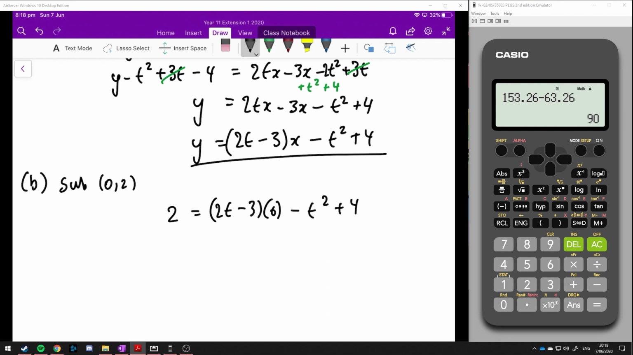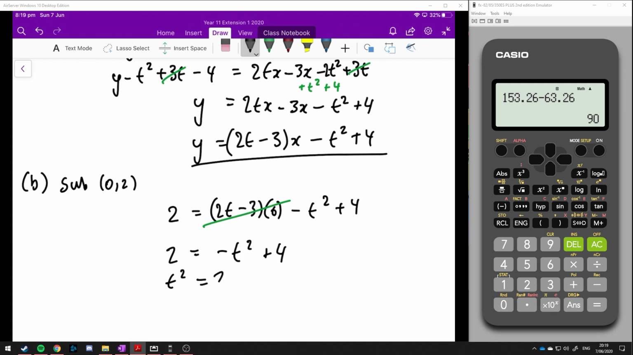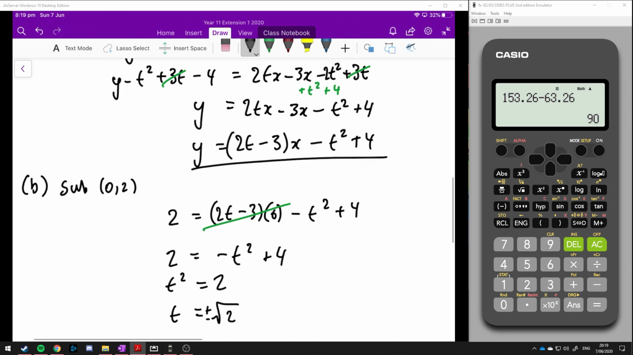From this point onwards, that's going to disappear completely. I'm going to be left with 2 is equal to minus t squared plus 4. What I can do is move the t squared to this side, and if I subtract 2, it's 2. So t is equal to plus or minus the square root of 2. These are the values at which the tangent is going to go through the point 0, 2.